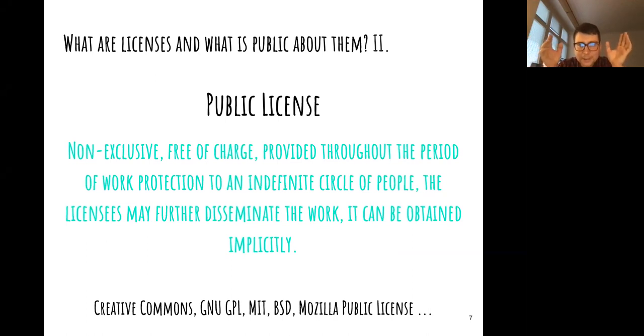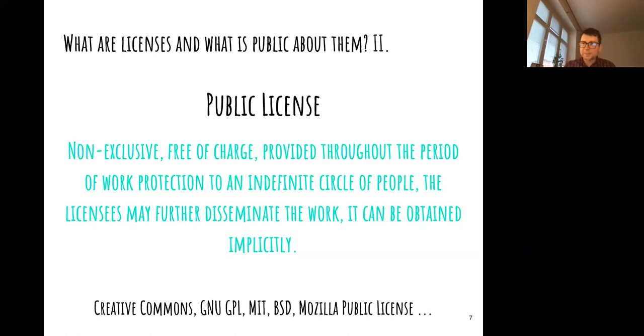And then, to an indefinite circle of people, this is the public thing: it's a public offering, you don't know who will come. Usually a license is a special type of contract, where I am person A, for example, me as Jiri, making a private contract with Lucy, a contract between two people. But if you are working on the internet and you put your artwork out to be used by anyone, you don't know who will use it. It's not practical, and actually not possible, to have bilateral contracts with each of these persons. So you have a public offering with this public license for everyone, and that's the last sentence: it can be obtained implicitly.